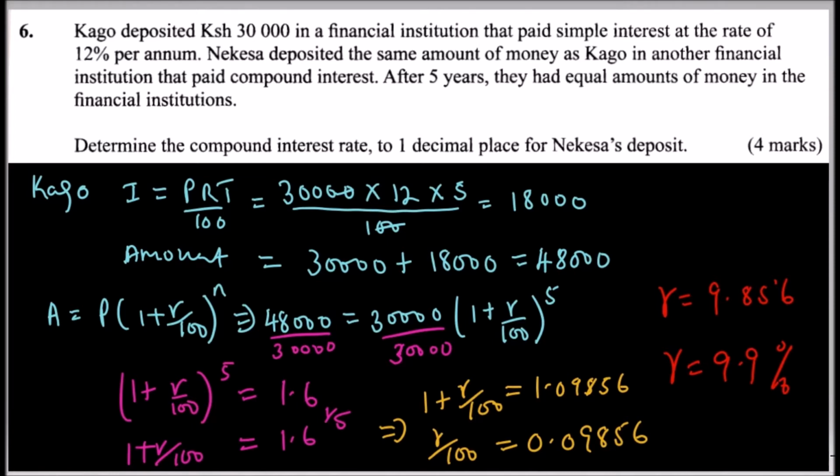The marks will be distributed like this: here you get 1 mark, then you come and work here, you get another one, another one here, and finally you get one for the answer. So that's how you work out that.